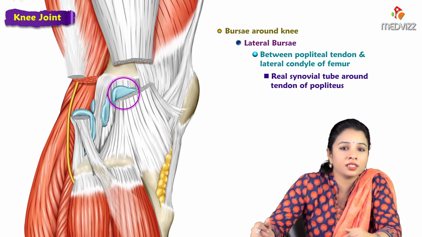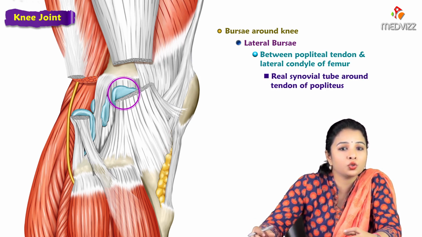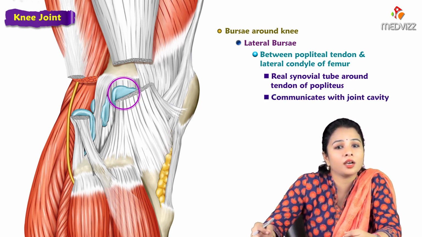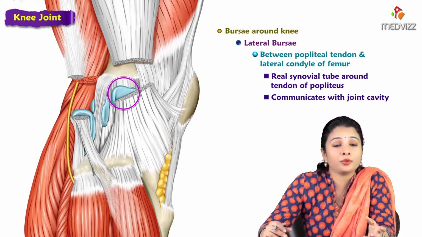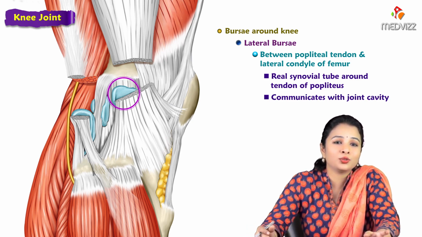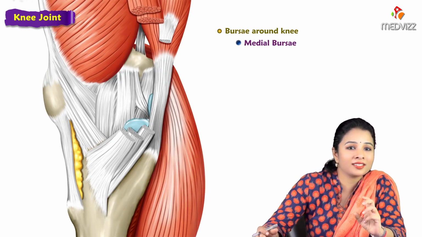This bursa is really a synovial tube around the tendon of popliteus, hence it communicates with the joint cavity. So we've completed the anterior, posterior and lateral. So let's do the last one, that is the medial bursae.